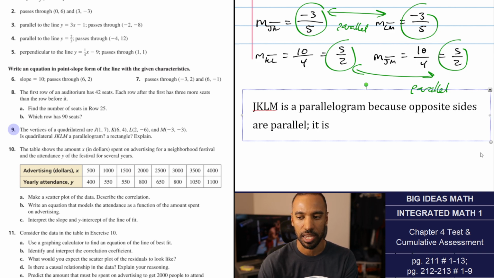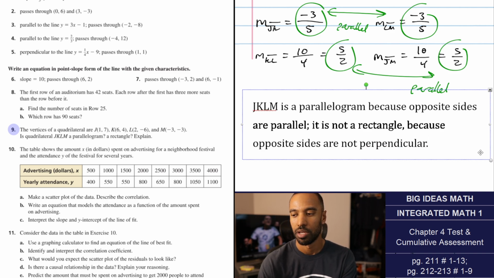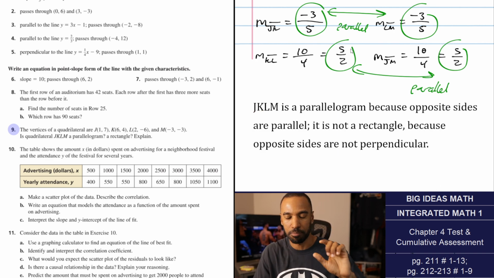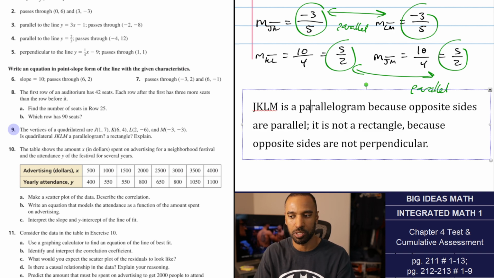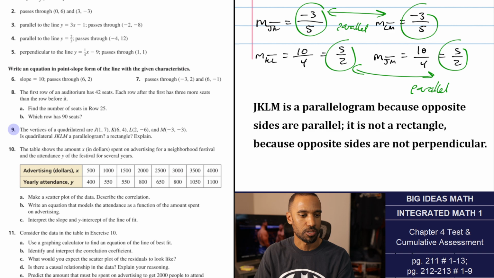It is not a rectangle because opposite sides are not perpendicular. Although they were very close. Kind of, yeah, they were very close. They were not opposite reciprocals, though. Flip fraction, change sign. Almost, not quite. Okay. That was number 9.